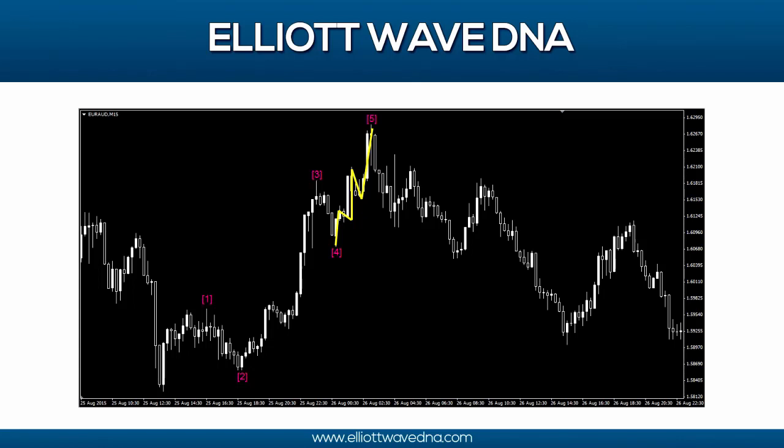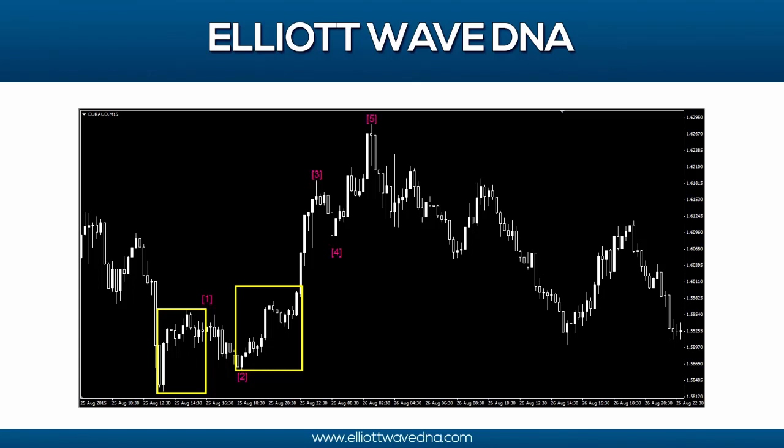We need to check our 3 simple rules to be sure that we are on the right track. So wave 2 needs to hold above the starting point of wave 1 all the time, and here we can see that wave 2 ended above the starting point of wave 1. After that, we know that wave 3 cannot be the shortest of waves 1, 3, and 5. The yellow box on the left shows how large wave 1 was, and the yellow box on the right shows the exact point when wave 3 became bigger than wave 1. So this rule was also fine.